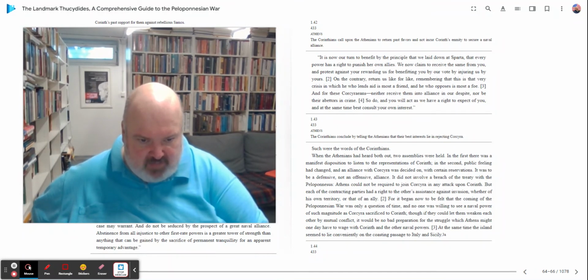But it now began to be felt that the coming of the Peloponnesian War was only a question of time, and no one was willing to see a naval power of the magnitude of Corcyra sacrificed to Corinth. If they could let them weaken each other by mutual conflict, it would not be a bad preparation for the struggle that Athens would have one day to wage with Corinth and other naval powers.